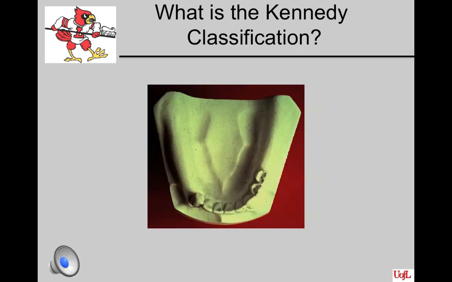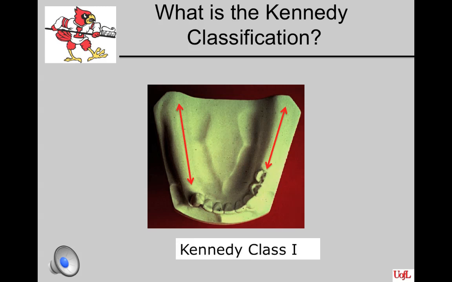Classify this arch. What are we going to replace? What is the most posterior edentulous area or areas that determines the classification? Describe it. You have a bilateral edentulous area posterior to the remaining natural teeth. This is the description of the Kennedy class. It's a Kennedy class 1.